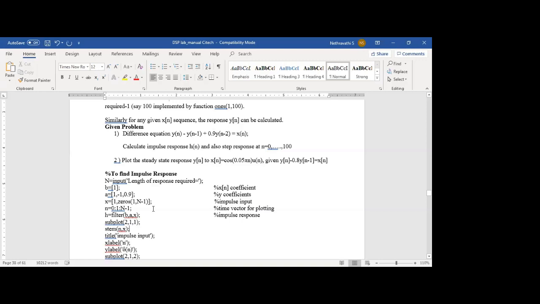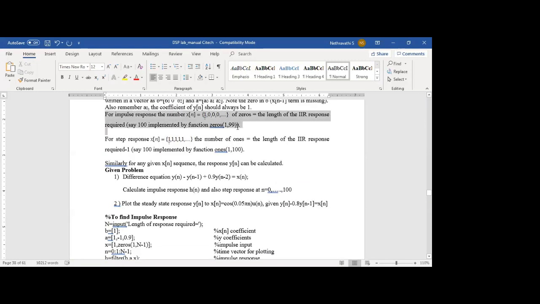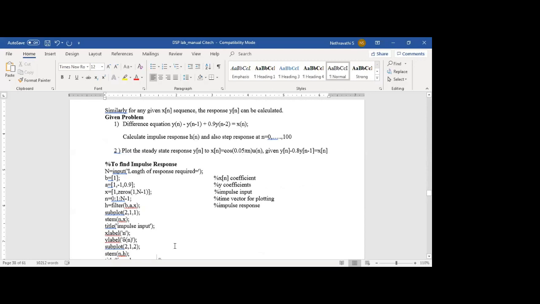Then if it is an impulse response, as I told you, I have to pad with zeros, and the number of zeros depends on the length. If it is 100, it is n minus 1, so 100 minus 1, that is 99, as I discussed here. The same thing I've just replaced in this third or fourth line. So x is equal to 1 comma zeros of 1 by n minus 1.